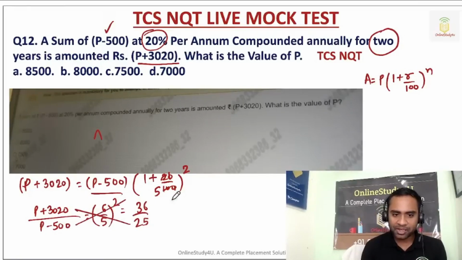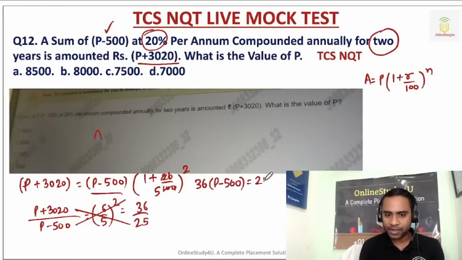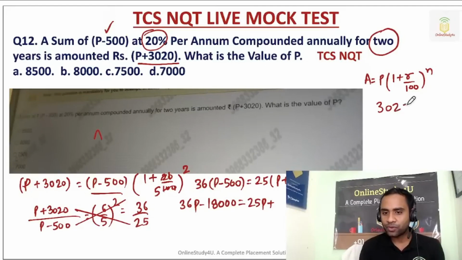Now we will do the cross multiplication. So 36 into (p minus 500) is equal to 25 into (p plus 3020). So 36p minus 36 into 5 is 18000, equals 25p plus 3020 into 25. So 25 times 0 is 0, 5 twos are 10, and 15, and 40, and 60. So this will be 75500.